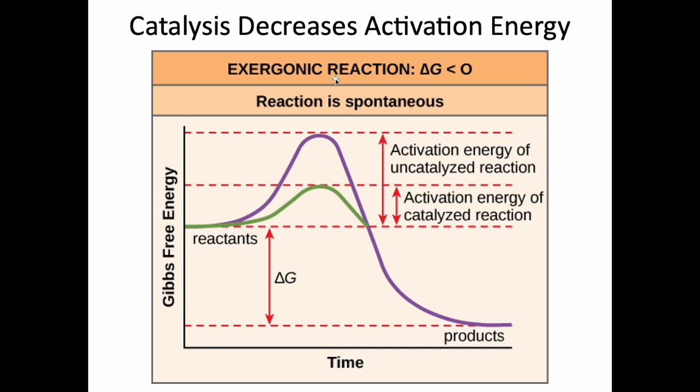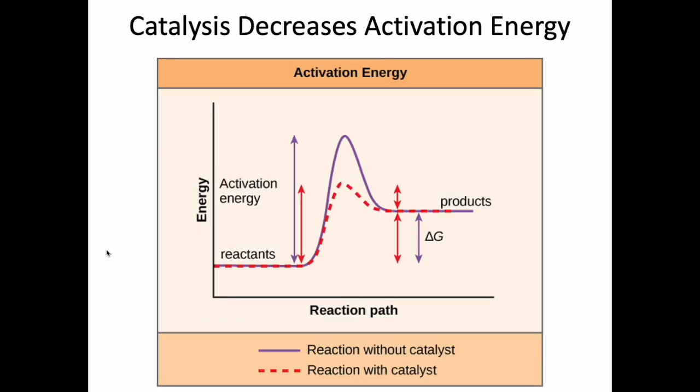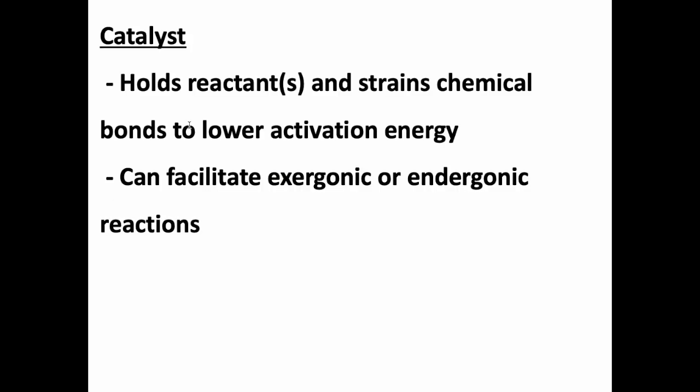And we're seeing this here in an exergonic reaction. Catalysts can work on endergonic reactions as well. Again, uncatalyzed here in purple, catalyzed reaction here in the dashed red lines. The activation energy is still there, it's just not as much. So how do they do this? How do you magically just make this graph look different? Well, what a catalyst does is a catalyst holds the reactant or reactants, the starting materials here, and strains their chemical bonds.